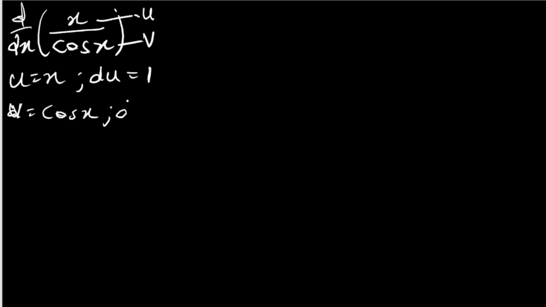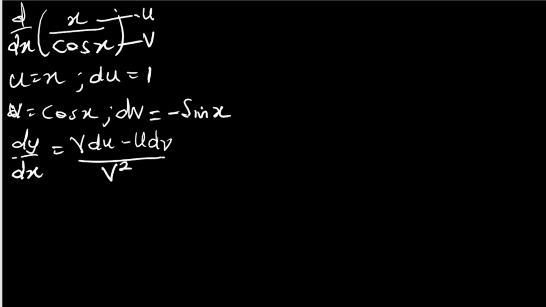Now differentiating this v with respect to x will give us negative sine x. Now you know the formula, which is this. Now what is our v? Our v is cos x. Isn't that so? Good.